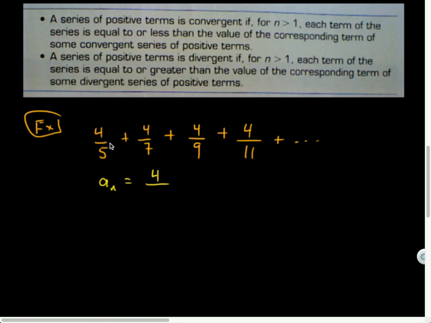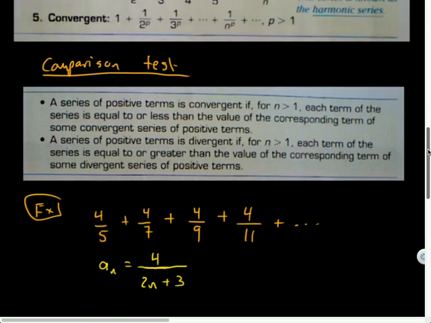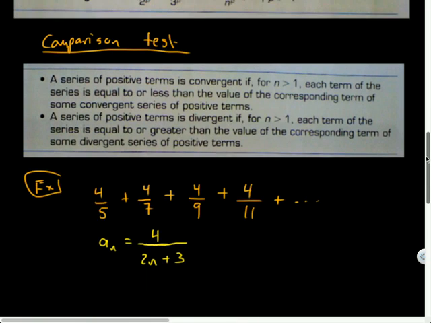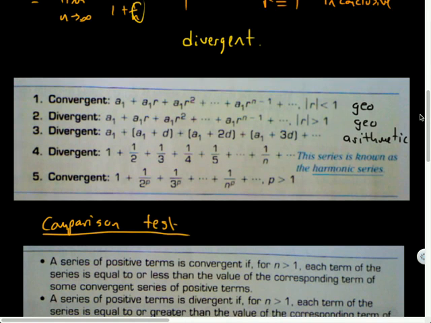But yeah, so these are increasing by 2, so it's going to have something related to 2n, and if I do 2 times 1, that's 2. 2 times 2 is 4. 2 times 3 is 6. It appears as though I'm always off by 3. So 2n plus 3. I just have to give it an offset, and that ends up working. Yeah, it appears to be the case. So now I'm going to want to compare this to one of these series.